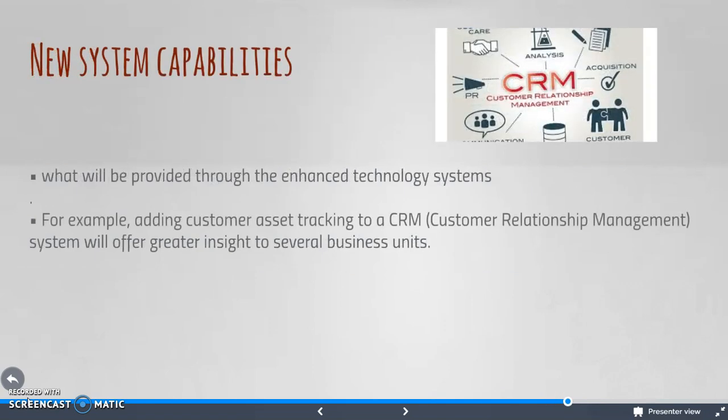Next is new system capabilities. What will be provided through the enhanced technology system. For example, adding customer assets tracking to CRM, which is a customer relationship management system, offers greater insight to several business units.